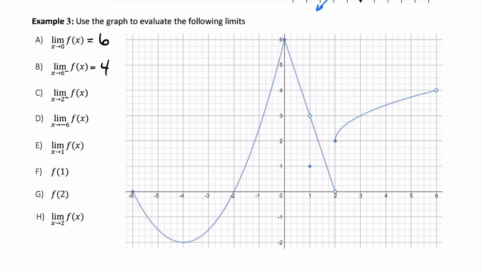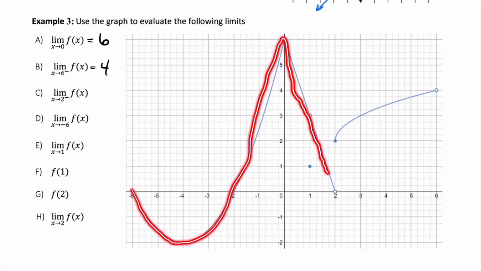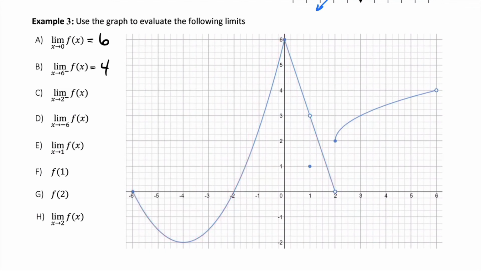Okay, so let's take a look at it. Letter C. Positive 2 only coming from the left. So x equals positive 2 is right here. If we only come from the left, I have to come from here. And as I'm approaching x equals 2, which y value am I approaching? 0. Skip letter D for right now. We'll come back to letter D, but we'll go to letter E.